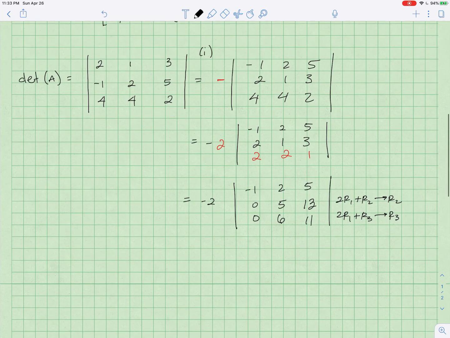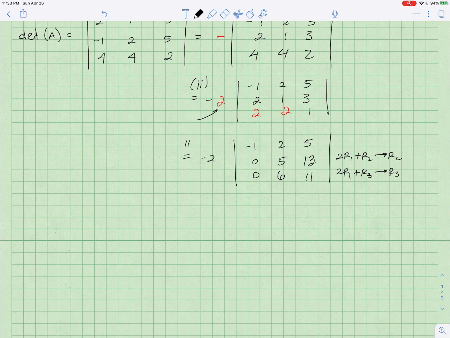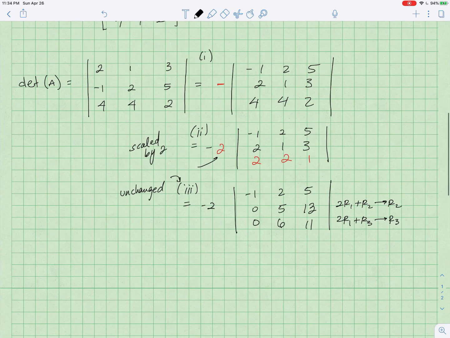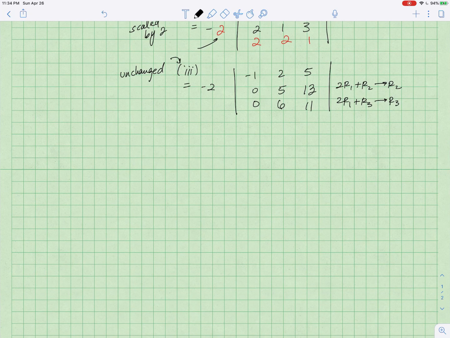Now, in that first step, I used property 1. In the second step, I used property 2, and that's why it changed by a factor of 2. And here I used property 3 a couple times, and it is unchanged with this step. This was scaled by 2, and this was flipped because we switched some rows.